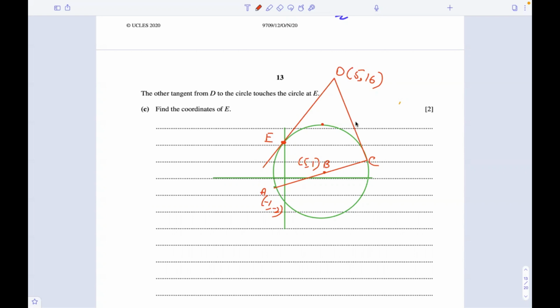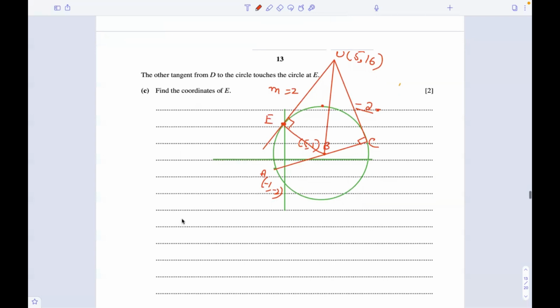Now, the gradient of DC was -2, and we know that this is a right angle, and if we make a radius over here, this will also be a right angle. These two triangles are symmetrical. If this has a gradient of -2, the line ED would have a gradient of +2.